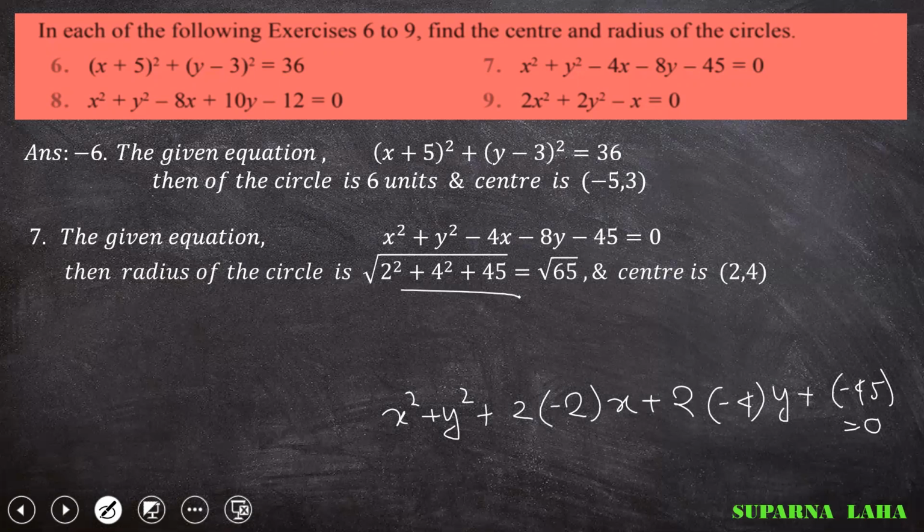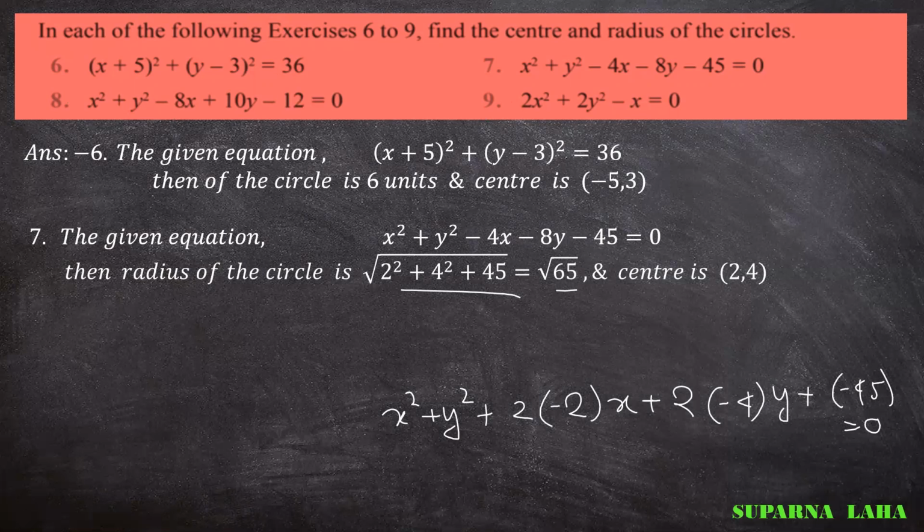So simplify this one, you will find under root 65 is the radius and the center is 2 comma 4, that is minus g, minus f. So g is minus 2, so minus g is 2 only, and f is minus 4, so minus f is 4 only. So question number 8 and 9 is your homework. You will solve these questions and find the center and the radius of the circle.